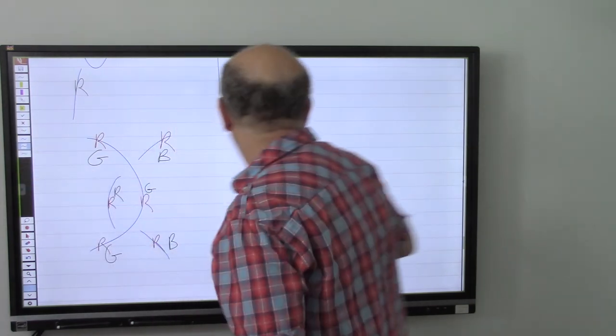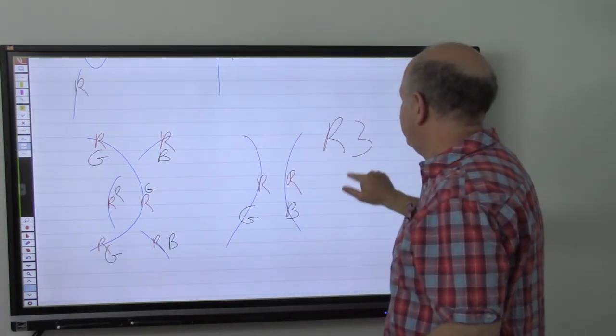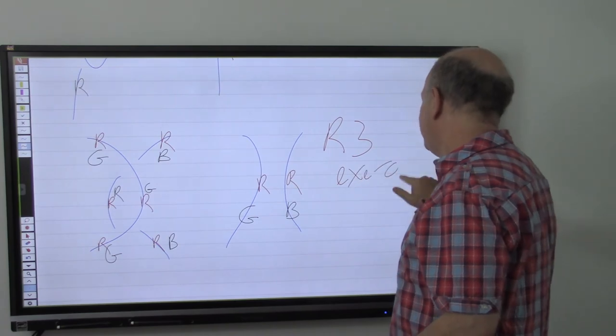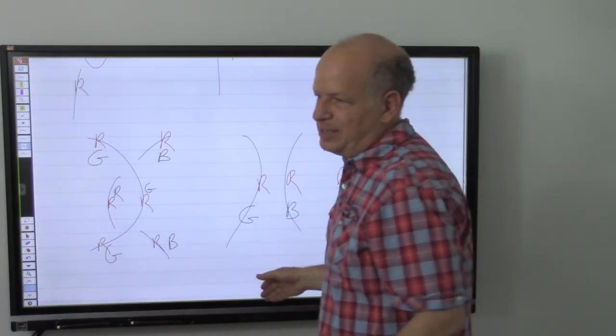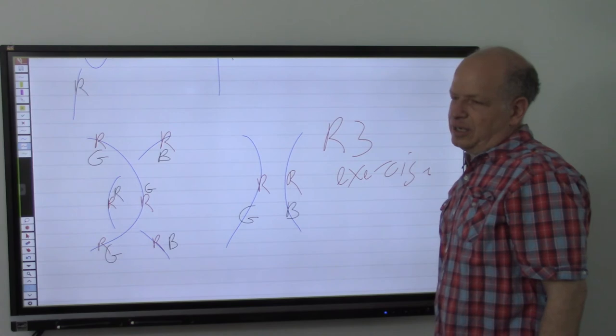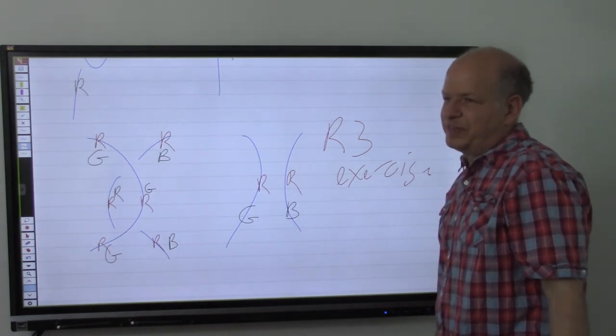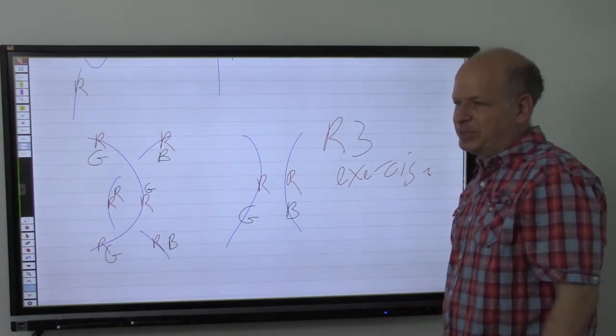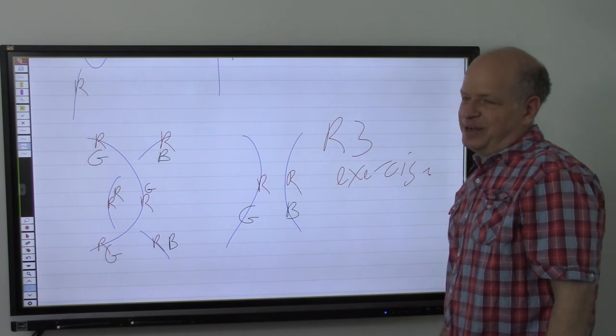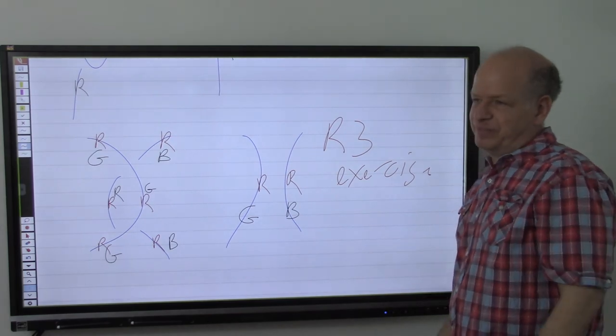So let me just write it this way. Reidemeister 3 is an exercise. It's a very easy one. It's along the same lines. And thus we have proven that the trefoil is different from the unknot. And we have our first theorem for this year.